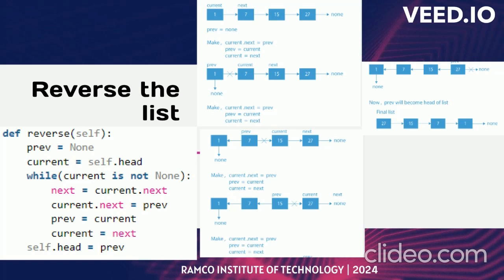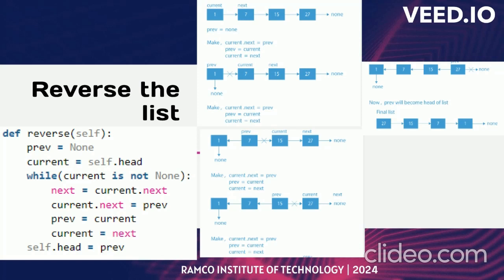For the second iteration, current is now 7, right? Current is not none, so it will come inside. Next is equal to current dot next, so next will point to 15. Then current dot next is equal to previous. Previous now is 1. So this makes the change between 15 and 7. After these steps 7 and 15 will be reversed. In the third diagram you will see these changes. At last, after 4 iterations, the entire list will be reversed.